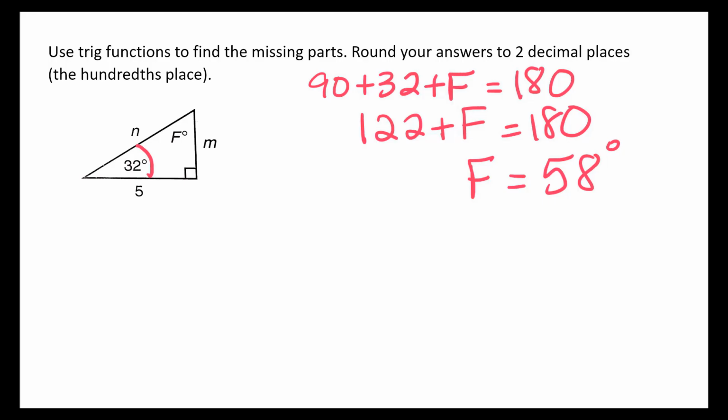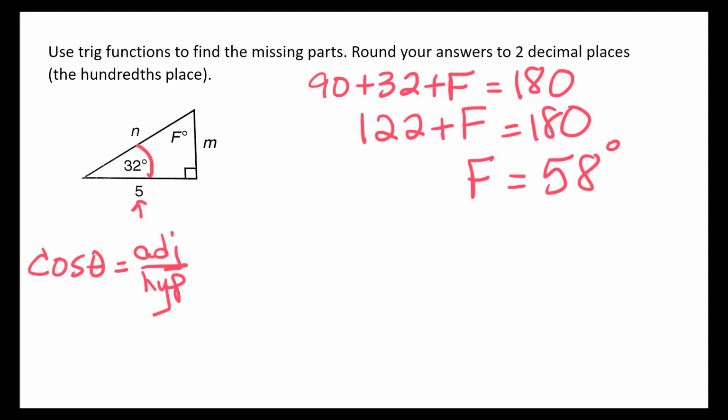All right, let's talk about what we have and what we don't have. 32 degrees, we have the adjacent side is 5. That's the side that touches 32 degrees. So we have the adjacent side. Which trig functions involve adjacent? The cosine of an angle is equal to adjacent over hypotenuse.